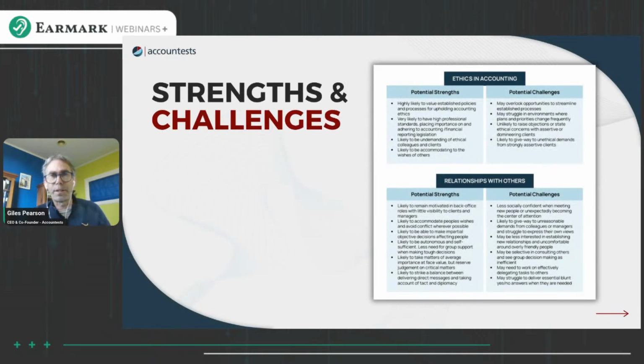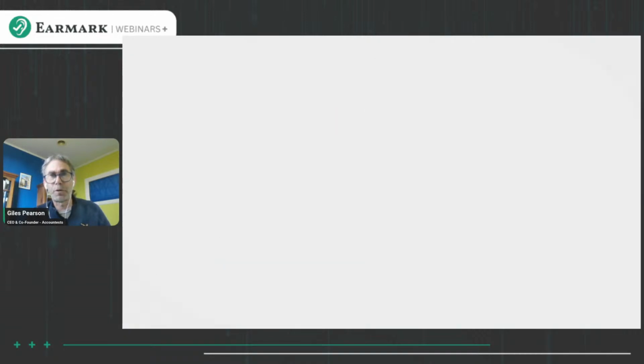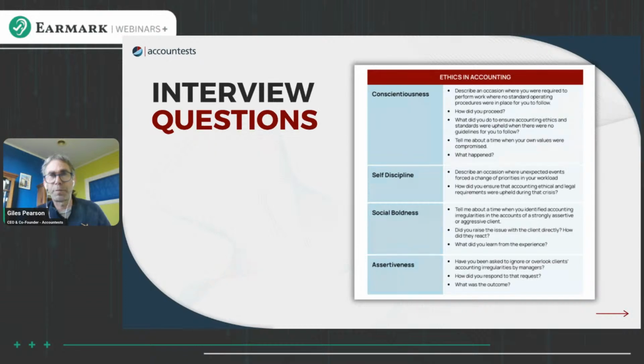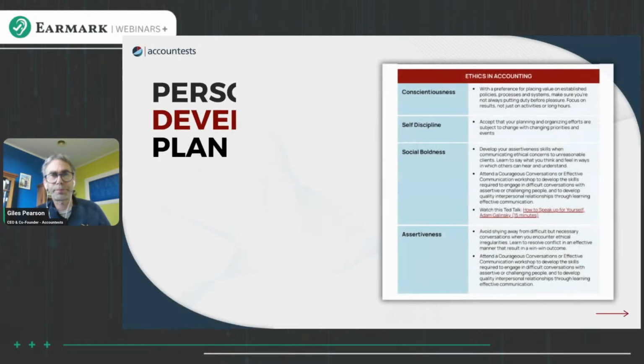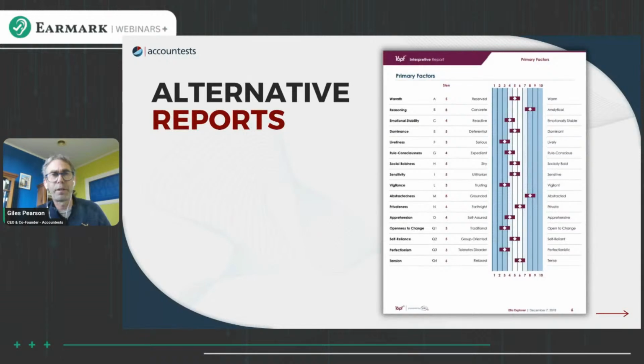And then you get to see the strengths and challenges based on the profile, and some interview questions based on the profile. So that just makes it easy for you to do that competency-based interviewing, even if interviewing is not something that you're the best at. And then you get your personal development plan, again based on the profile. So there's a lot of information in that.